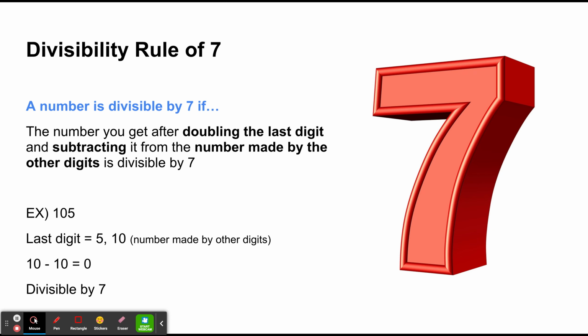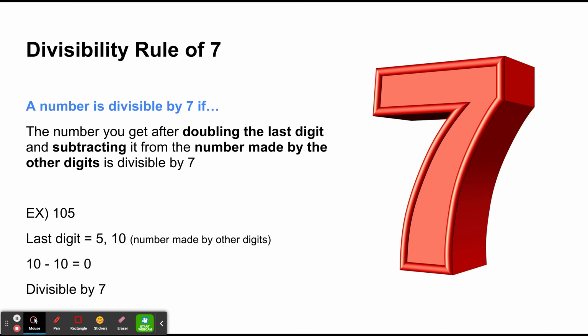The rule of 7. A number is divisible by 7 if the number you get after doubling the last digit and subtracting it from the number made by the other, leftover digits is divisible by 7. So this is a bit complicated. So listen closely to the example.